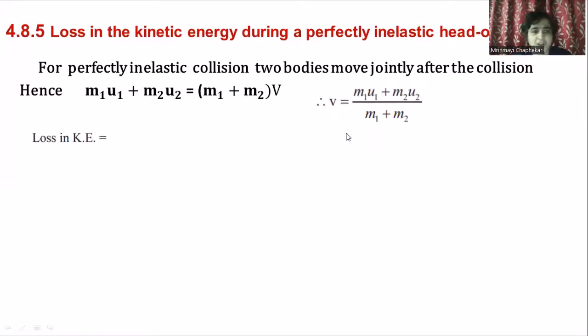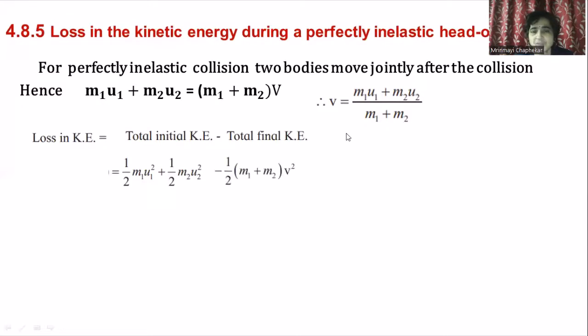We shall now calculate the loss in kinetic energy. It will be total initial kinetic energy minus total final kinetic energy. Initial kinetic energy of the first body is half m1 u1 square. Second body is half m2 u2 square. And final kinetic energy will be of a body which is moving together, both bodies moving together. So half m1 plus m2 into v square. v is the final velocity of the joint body.